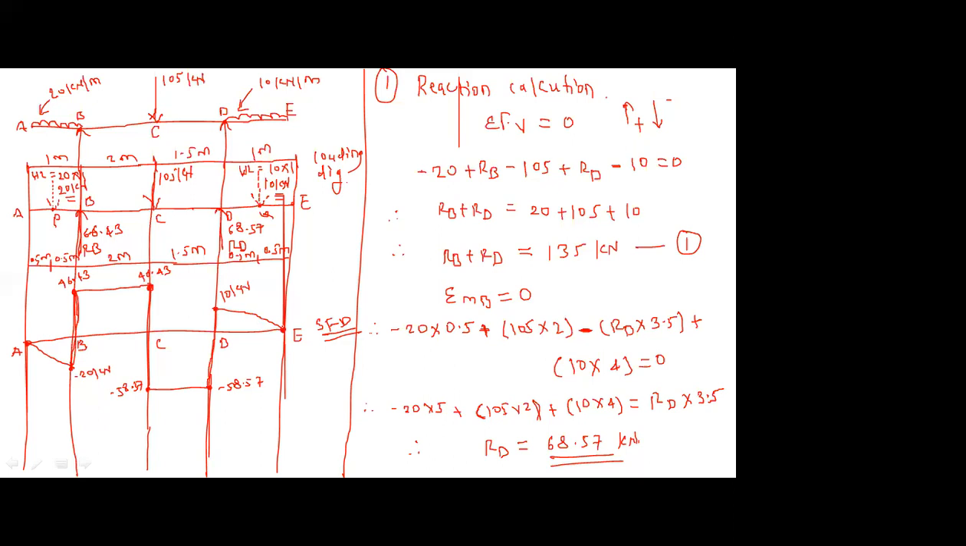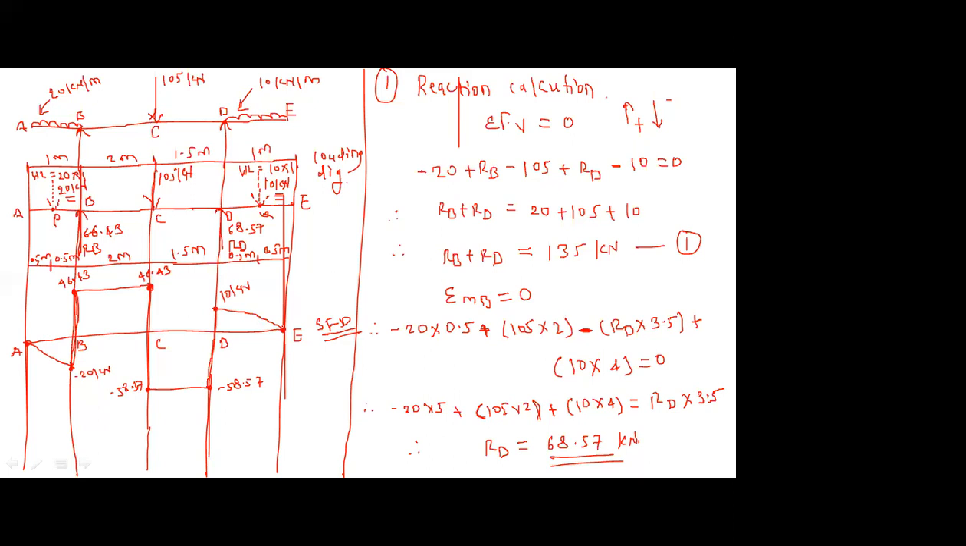Point B, point C, and point D. Because if you see the point B, your SF changes from negative to positive. If you see the point C, your SF changes from positive to negative. And if you see the point D, again your SF changes from negative to positive.